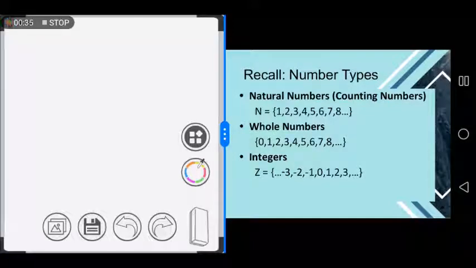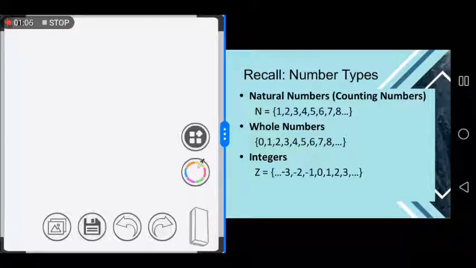So before we start, let us recall the number types. During your elementary days, you have already discussed natural numbers, also known as the counting numbers. Counting numbers include 1, 2, 3, 4, 5, 6, 7, and so on. We also have the whole numbers, which include 0 and the set of counting numbers.